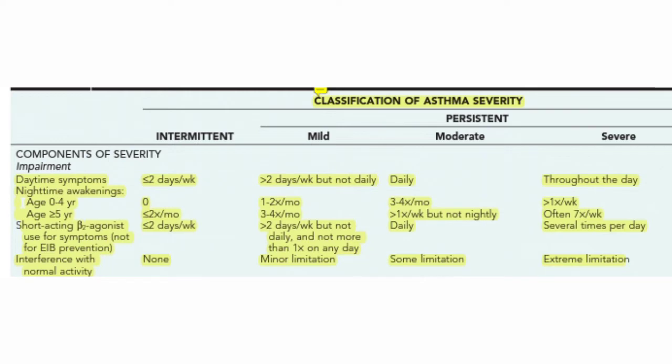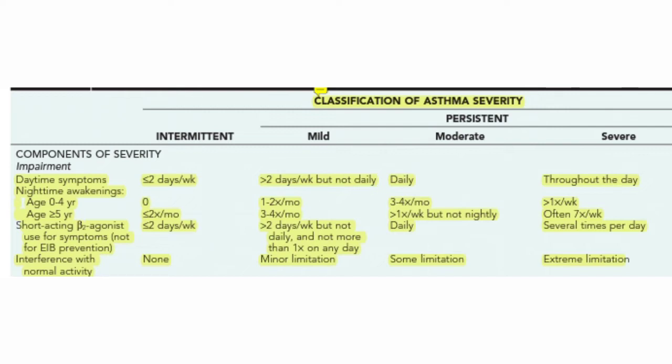So nighttime symptoms, we divide it into age 0 to 4 years and more than 5 years. In 0 to 4 years, intermittent has no nighttime symptoms. In mild, 1 to 2 nights per month. In moderate, 3 to 4 nights per month. And in severe, more than 1 per week, but not every night.